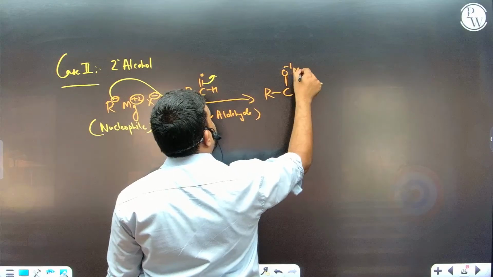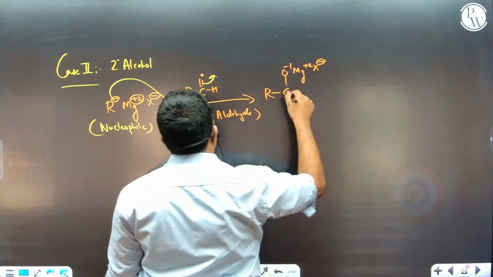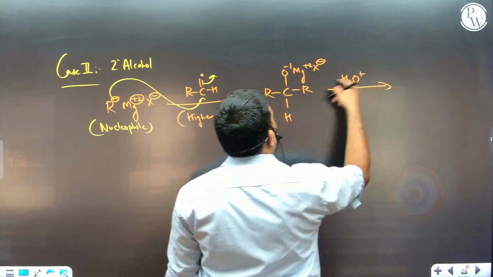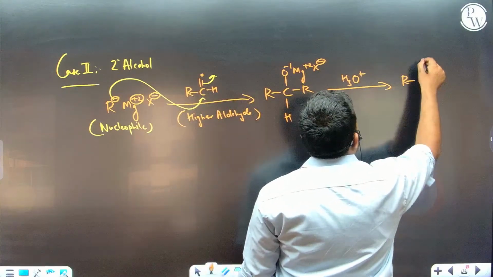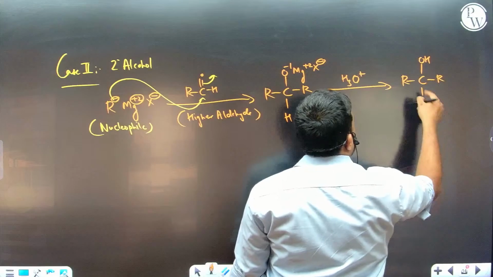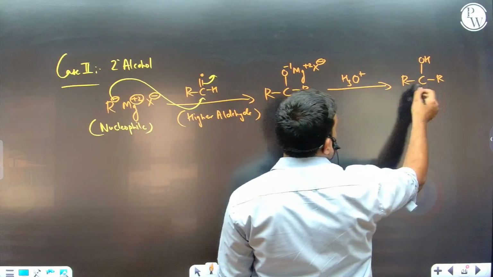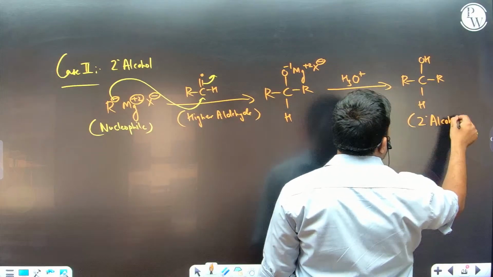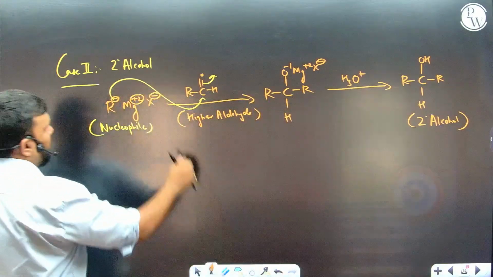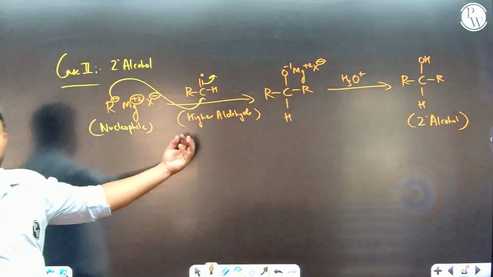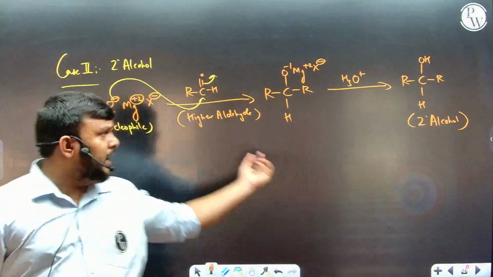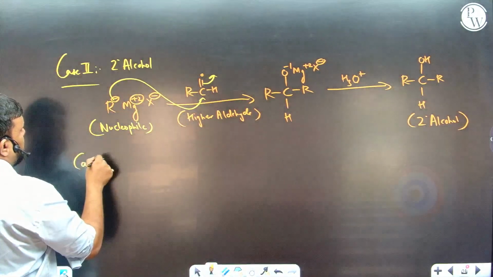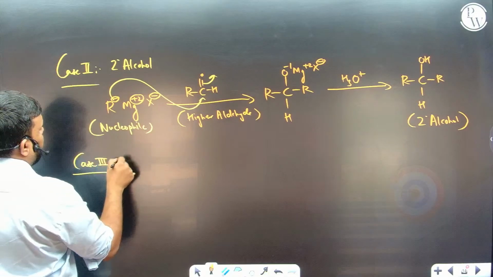You will get RCHR-O-Mg+2X-, and again acidic hydrolysis, H3O+, which will provide H+, giving RCH(OH)R. You can see this carbon is 2 degree, so the OH is also 2 degree. We got 2 degree alcohol over here. So what we changed is that, instead of formaldehyde, we used a higher aldehyde, and we got the 2 degree alcohol. Now let us have the preparation of 3 degree alcohol.